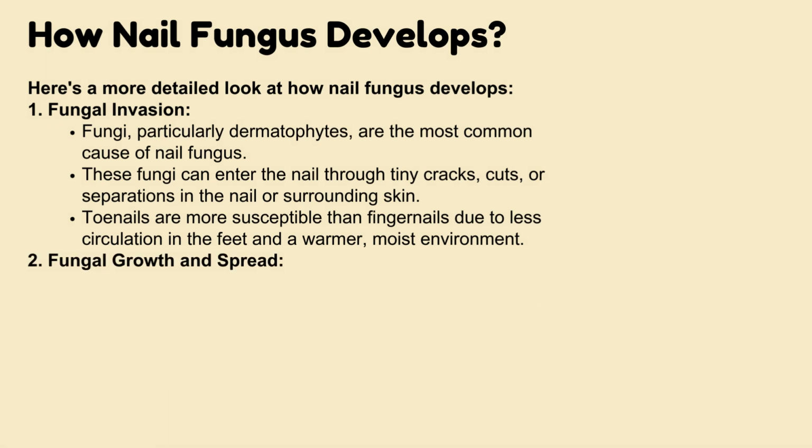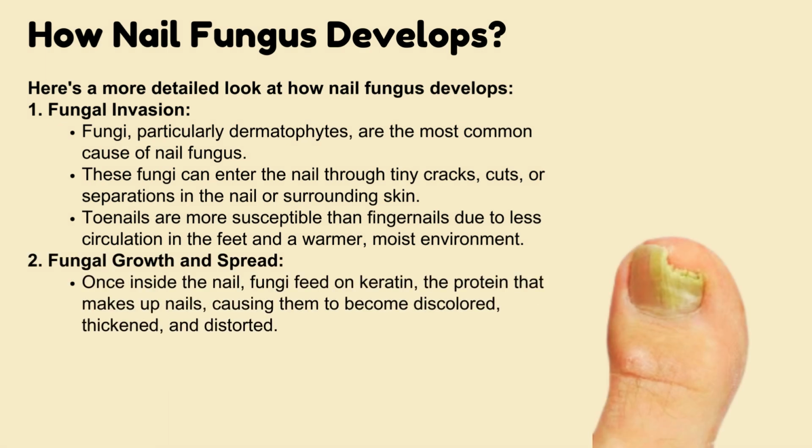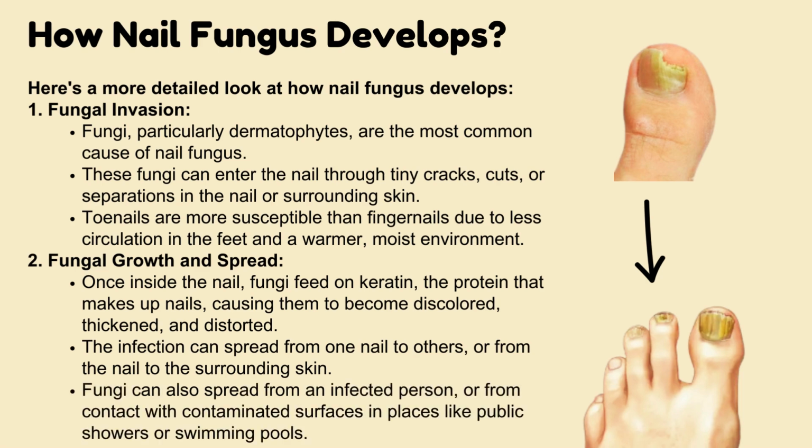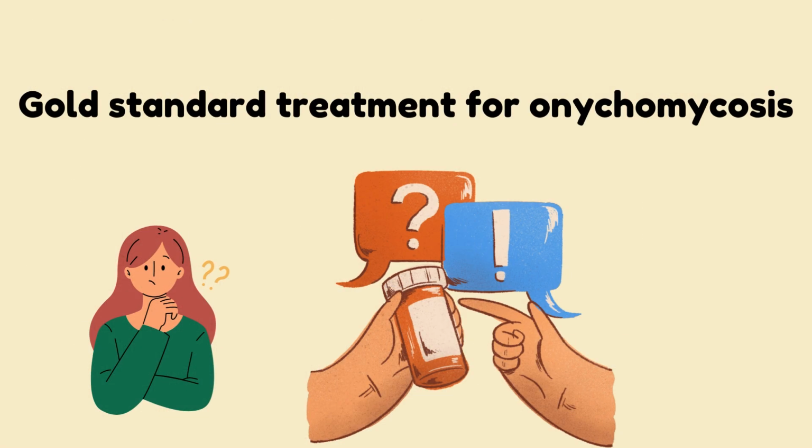Fungal growth and spread. Once inside the nail, fungi feed on keratin, the protein that makes up nails, thus causing them to become discolored, thickened, and distorted. The infection can spread from one nail to others, or from the nail to the surrounding skin. Fungi can also spread from an infected person, or from contact with contaminated surfaces, in places like public showers or swimming pools. What is the gold standard treatment for onychomycosis?